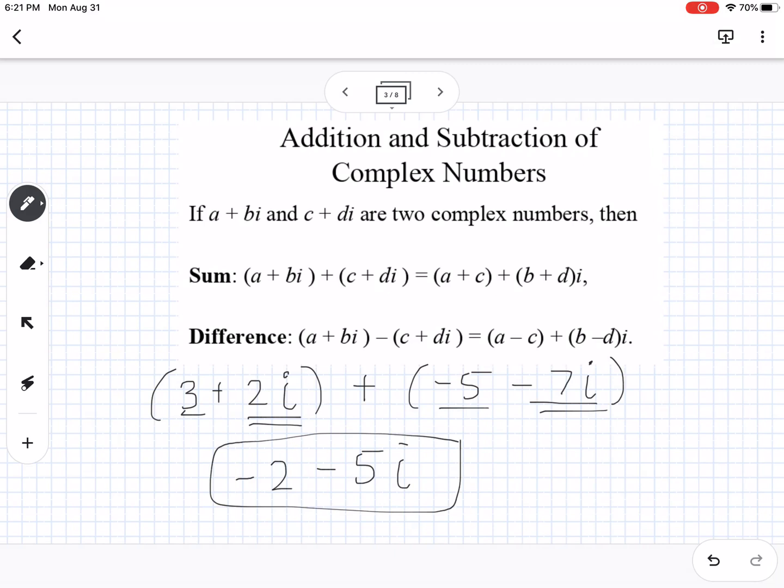So that is how we add. Same is true if we're subtracting. So you're combining the real parts, combining the imaginary parts.